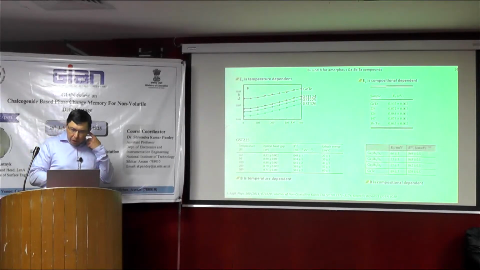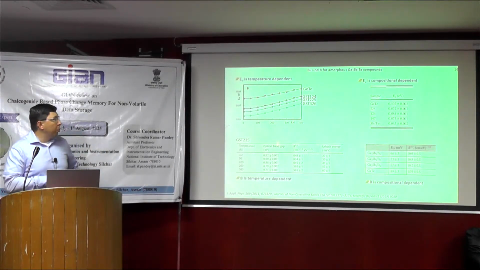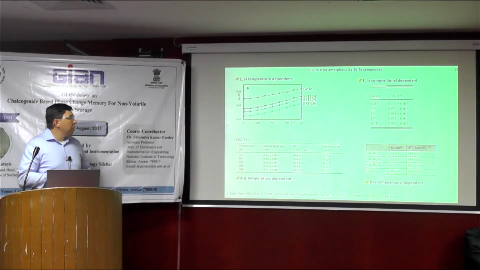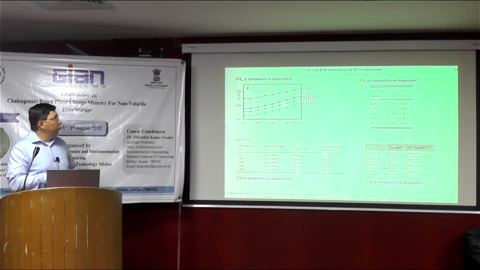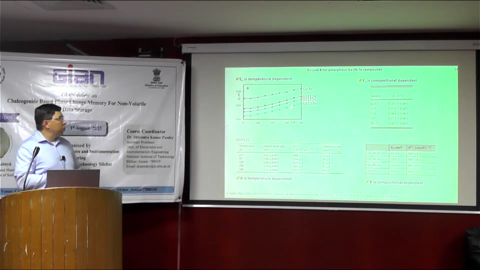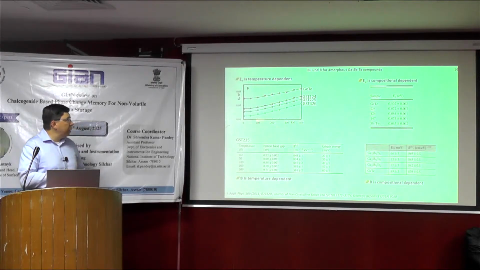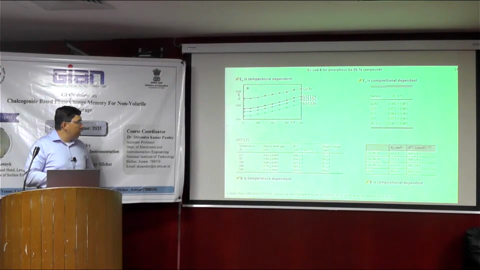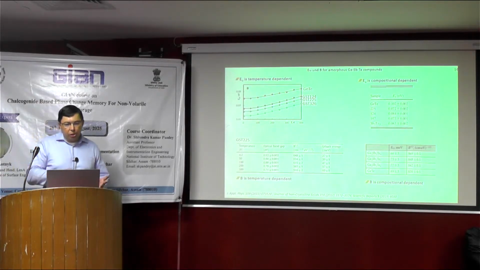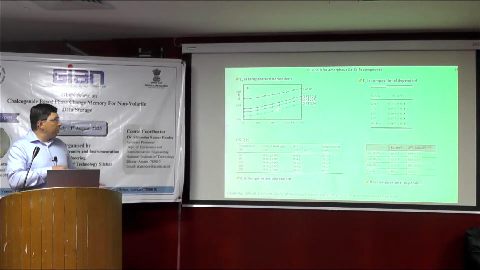Now let us look at the dependence of E_U on the composition and the temperature. At room temperature, the Urbach energy is compositionally dependent: it decreases from germanium telluride to GST 3 6. It's also temperature dependent, so it also decreases toward 0 Kelvin. It shows that the disorder in the system is also somehow reduced at 0 temperature.